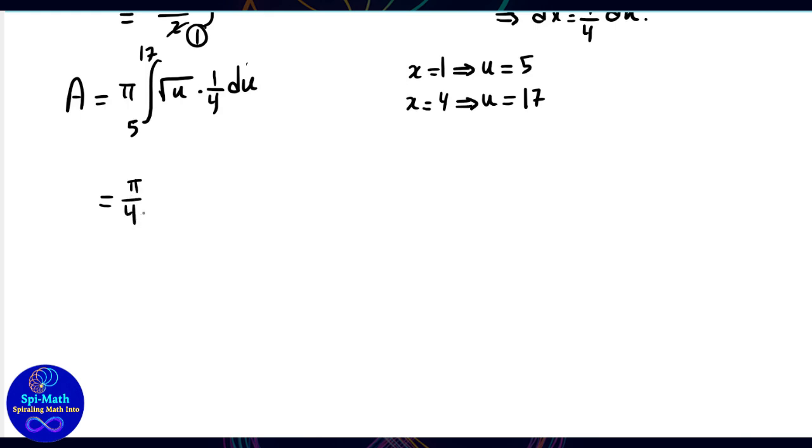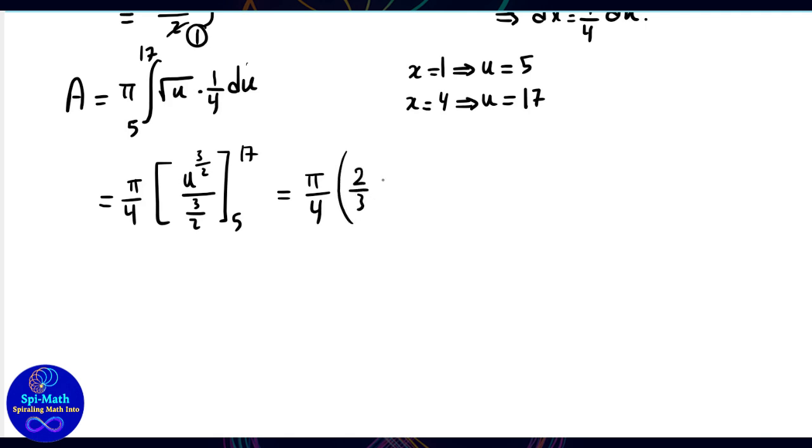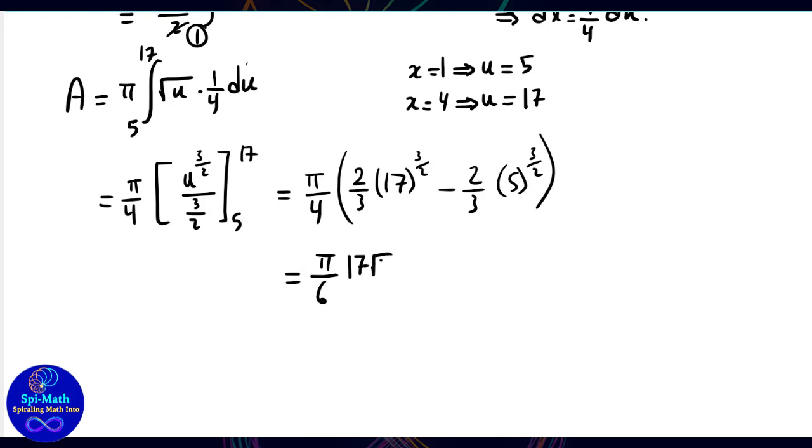Now the integral became a very basic integral and very simple to deal with, which will become pi over 4 of u power 3 over 2 over 3 over 2. I just added 1 to the half power, which is the radical, between 5 and 17. This gives pi over 4 times 2 over 3, 17 to power 3 over 2 minus 2 over 3, 5 power 3 over 2. Finally, I can multiply 2 over 3 outside, which will be pi over 6, 17 radical 17 minus 5 radical 5.